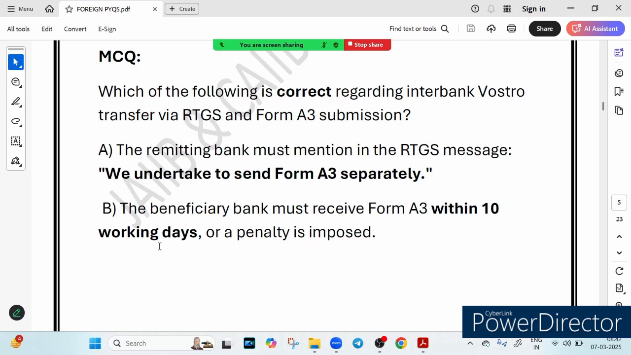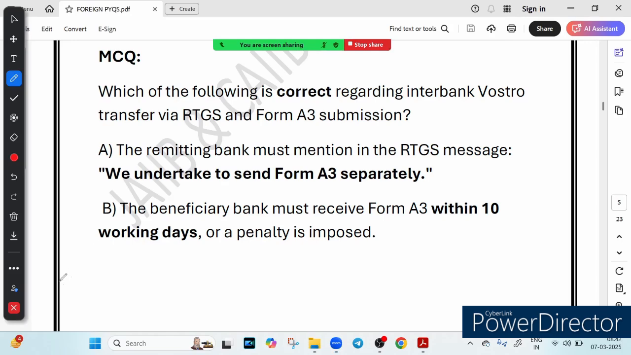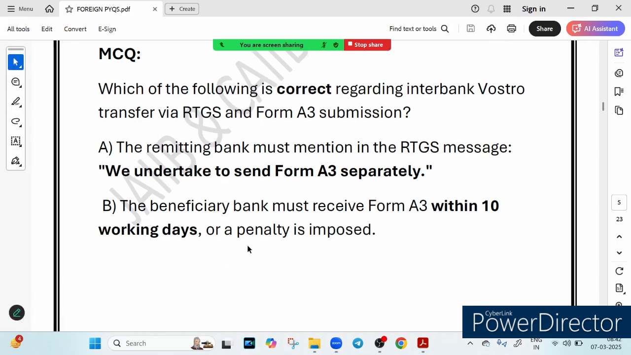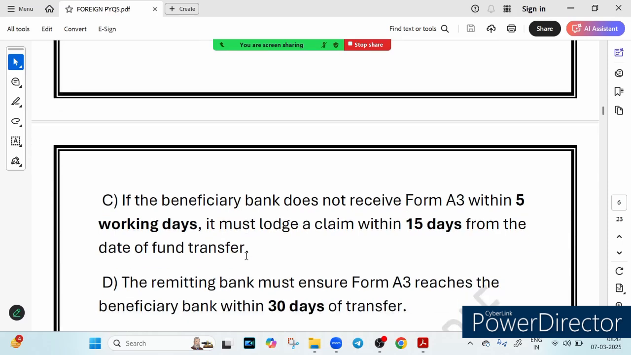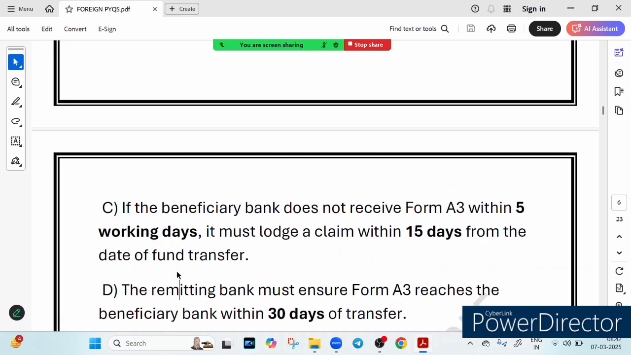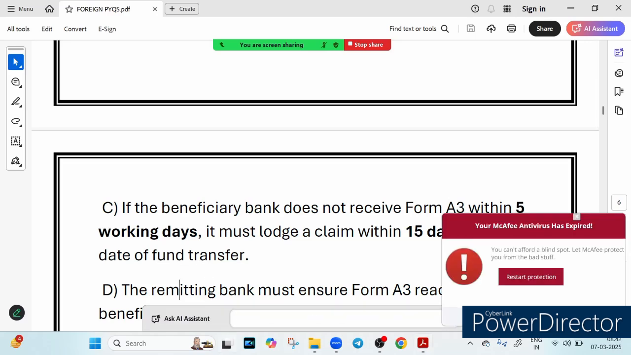Option A, the remitting bank must mention in the RTGS message, we undertake to send Form A3 separately. Option B, the beneficiary bank must receive Form A3 within 10 working days or a penalty is imposed. Option C, if the beneficiary bank does not receive Form A3 within 5 working days, it must lodge a claim within 15 days from the date of fund transfer. Option D, the remitting bank must ensure Form A3 reaches the beneficiary bank within 30 days of the transfer. These are the 4 options. So friends, the 4 options have been given. Take a moment to think about it.